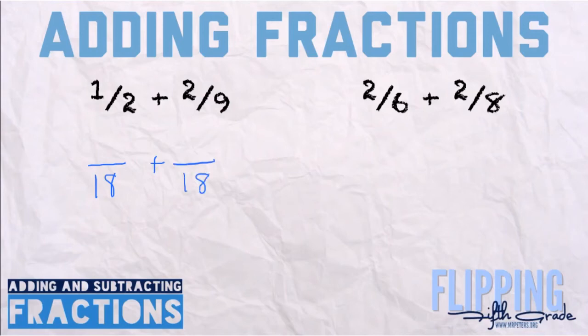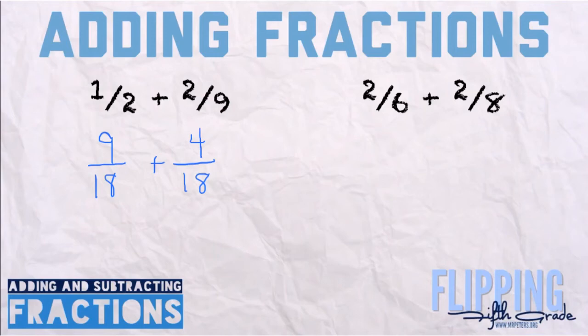Now we have to think, how do we go from 2 to 18? 2 times 9 is 18. So we must do that to the top. So if we multiply this by 9, we must multiply this by 9. 1 times 9 is 9. Okay, we're going to do the same over here. How do we go from 9 to 18? We multiply by 2. So if we multiply the denominator by 2, we must multiply the numerator by 2, which is 4.